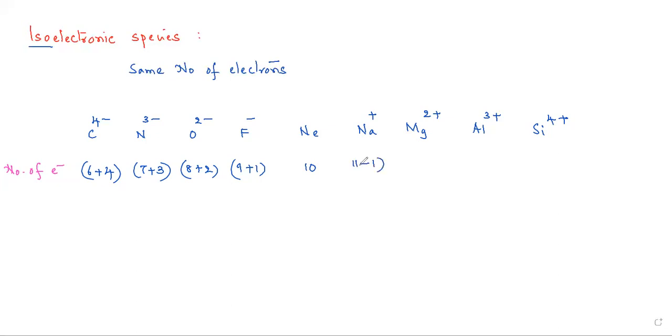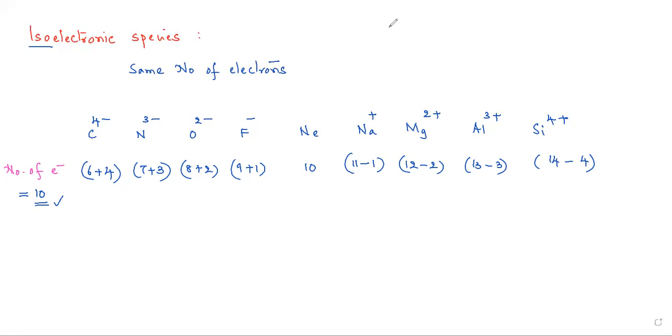In this case, it is 11 minus 1 because positive charge refers to the thing that it has lost electrons. Negative refers to the thing that it has gained electrons. Then this is 12 minus 2. This is 13 minus 3. And this, of course, is 14 minus 4. Right? All of them have got 10 electrons. The total number of electrons in all of them is 10.